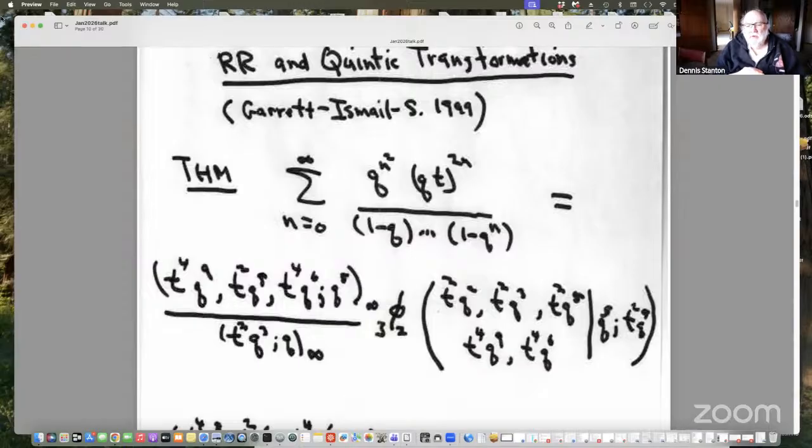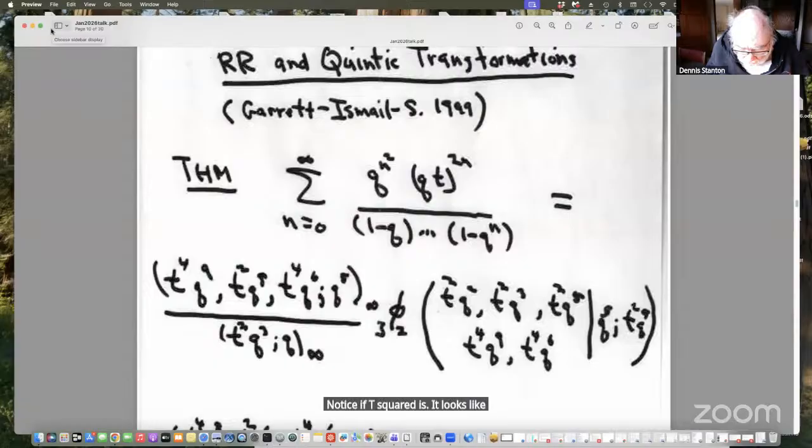The right side now is a 3phi2 on base q to the 5th. And the t's are everywhere, it seems. There's t's all around everywhere. It's not all positive. Notice if t squared is, it looks like 1 over q squared, that 3phi2 is 1, and then we have 3 factors base q to the 5th over 1 factor base q. Those 3 factors will cancel, and you'll get the product side of Rogers-Ramanujan.